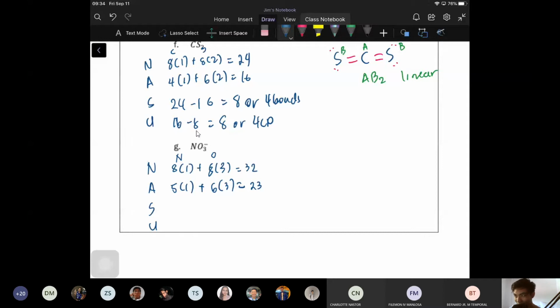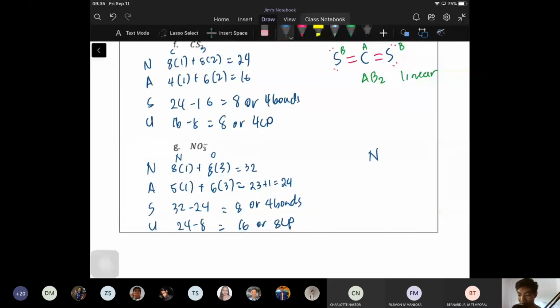And always check your molecule. Maybe you forgot something. So, negative 1 means there is an excess electron. So, plus 1. 24. Okay. So, 32 minus 24 is 8, no? Then 24 minus 8 is 16. 8, 16. Or 8 lone pairs. Okay, so now I will draw that.